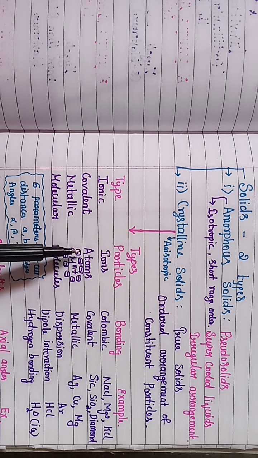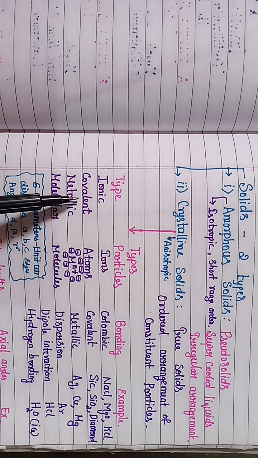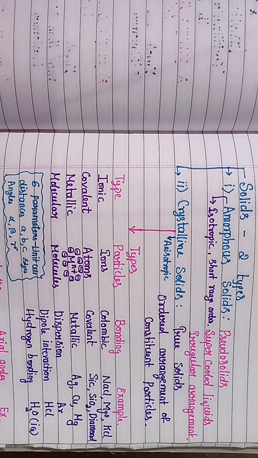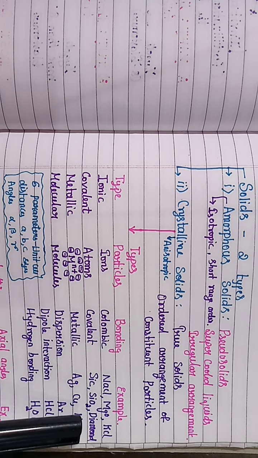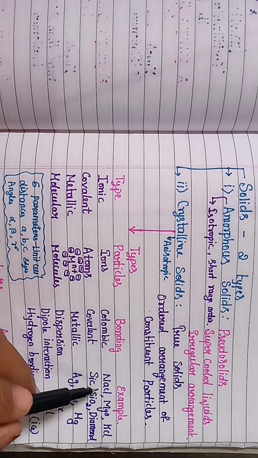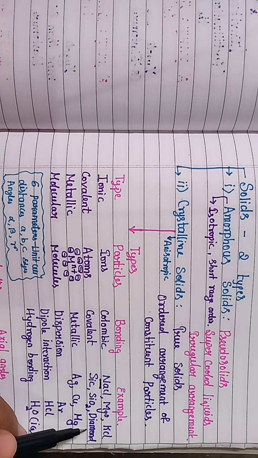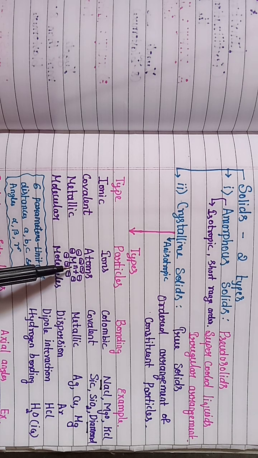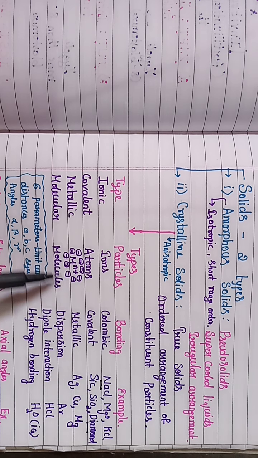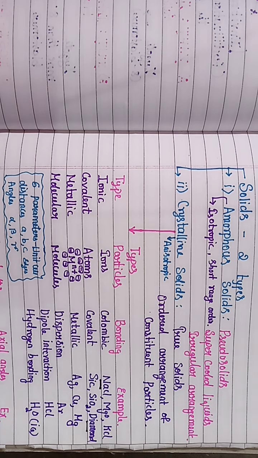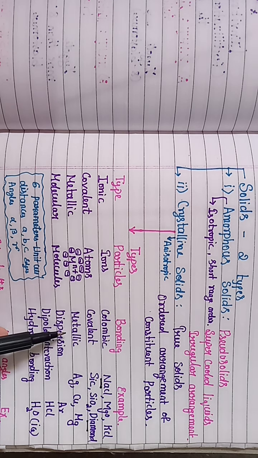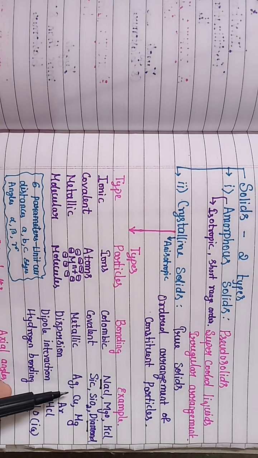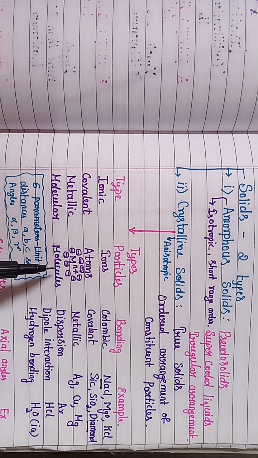If the constituent particles are atoms, then the type of crystalline solid is covalent solid, and the bond between the atoms is covalent. These are the examples. Here I am going to underline some of the best examples: in ionic, NaCl; in covalent, diamond. In metallic solids, the constituent particles are metal ions surrounded by a sea of negatively charged electrons, and the bonding is metallic bond. These are the examples. And if the constituent particles are molecules, they are called molecular solids.